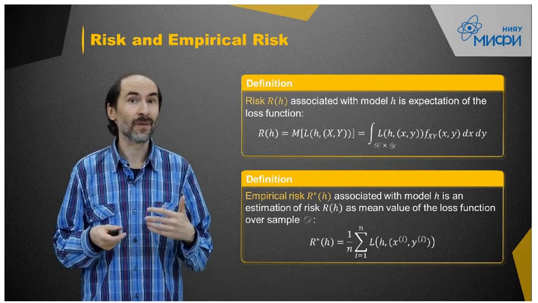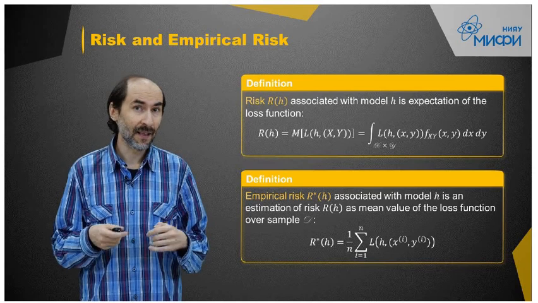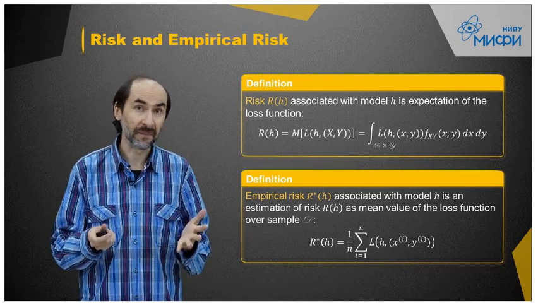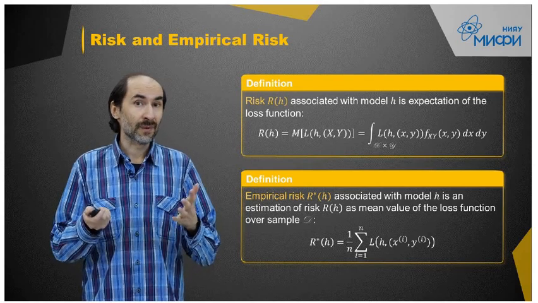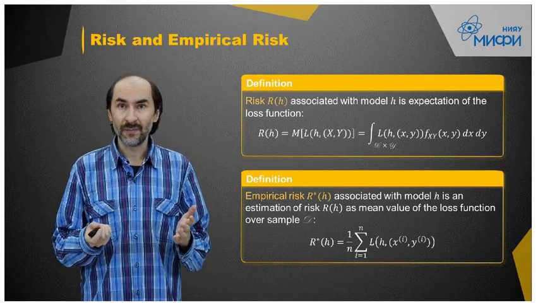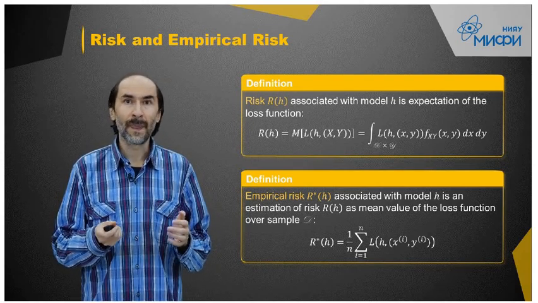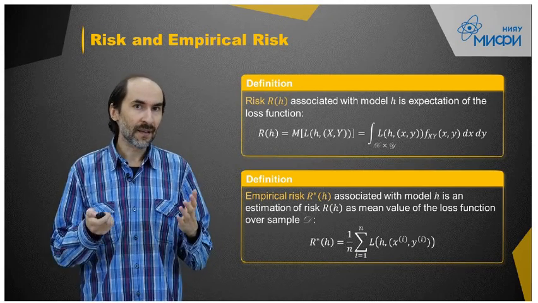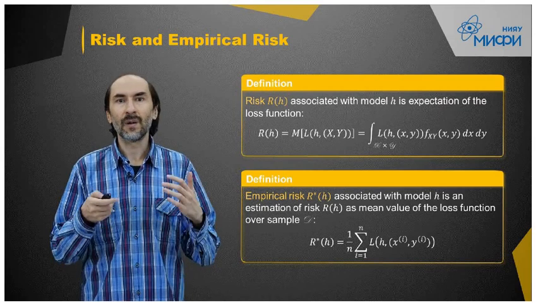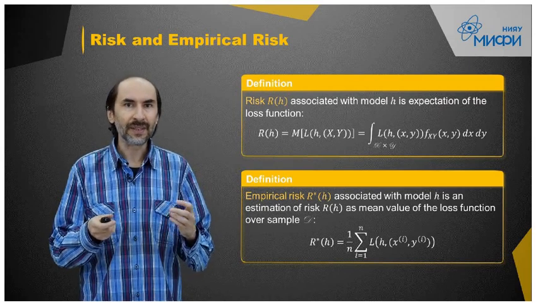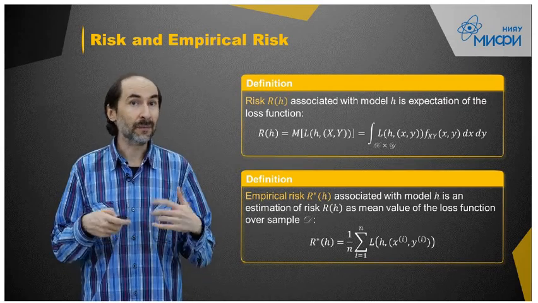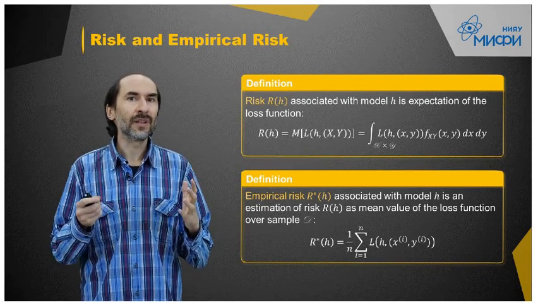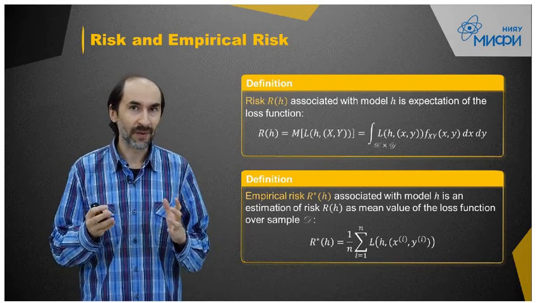It's known from mathematical statistics that the best estimate of the expectation is a mean. And we have data sample D drawn from joint distribution f of x and y. And we will use it to estimate the risk. The obtained estimate is called empirical risk. Empirical risk represents the error of the model over the training sample.